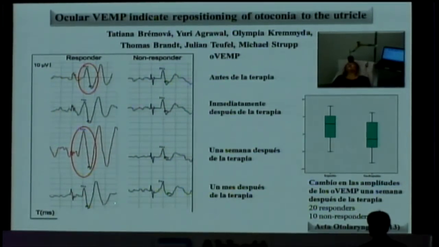And that's indirect proof that the otoconia do fall back to the utricle indeed. What about 4 weeks later? There's no difference. This is explained by a central compensation. And this correlates very well with the complaints of patients after liberatory maneuvers. They feel dizzy and unstable for 1 or 2 weeks.